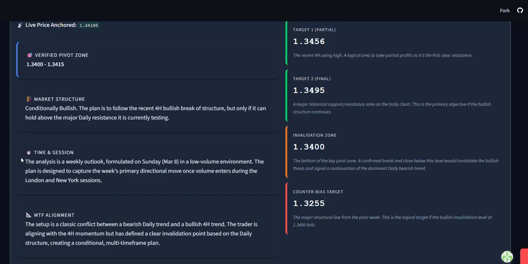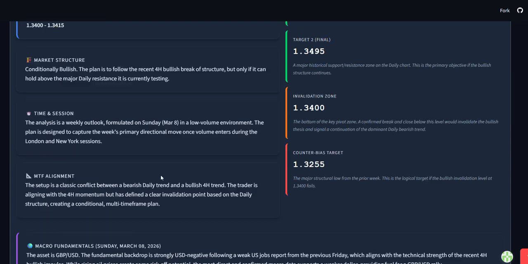This analysis is a weekly outlook, formulated on Sunday, March 8 in a low volume environment. The plan is designed to capture the week's primary directional move once volume enters during the London and New York sessions. MTF: this setup is a classic conflict between a bearish daily trend and a bullish 4H trend. The trader is aligning with the 4H momentum but has defined a clear invalidation point based on the daily structure, creating a conditional and multi-time frame plan.